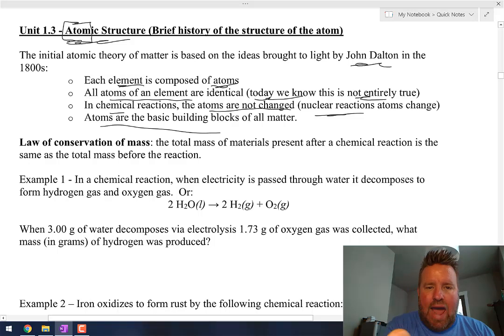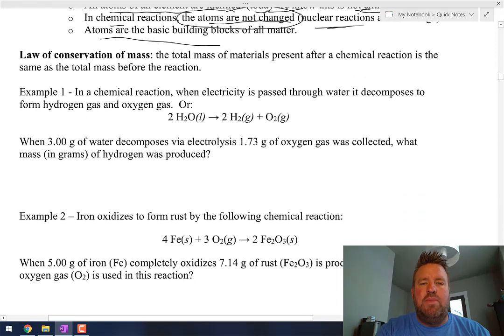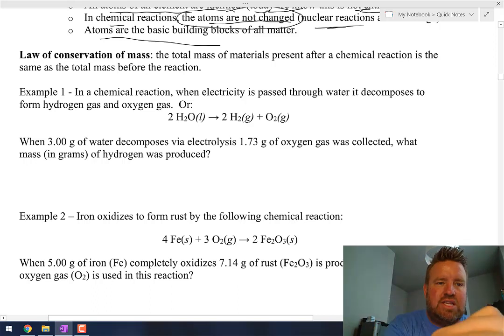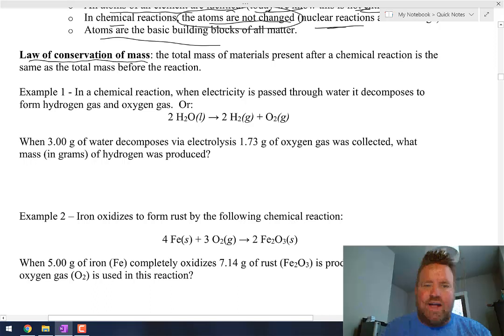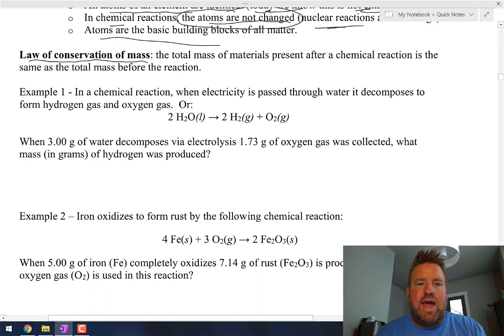Now, like we said, atoms are not changed in a chemical reaction. Again, most chemical reactions. What that means is that every single atom that you start with in a chemical reaction, you also end up with the same amount of atoms, which means that the mass of the reactants in a chemical reaction has to equal the mass of the products, because no atoms are destroyed in these chemical reactions. This law is called the law of conservation of mass, which means that mass is conserved, which means that the total mass of the reactants has to equal the total mass of the products as well.